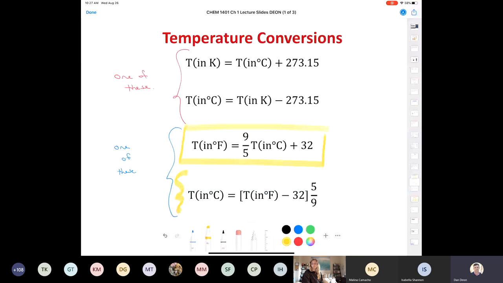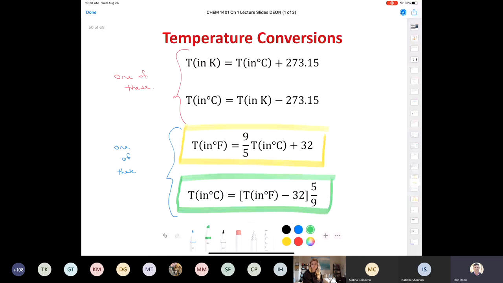If we want to convert from temperature in degrees Celsius to temperature in Fahrenheit, what I have in the yellow box, you multiply that temperature in degrees Celsius by 9/5, and then you add 32 to it. Conversely, if you want to convert from Fahrenheit to degrees Celsius, you take the temperature in Fahrenheit, subtract 32, and multiply by the reciprocal, which is 5/9.